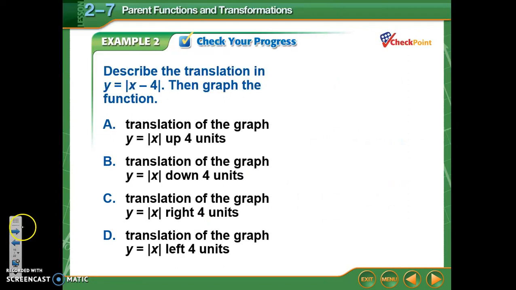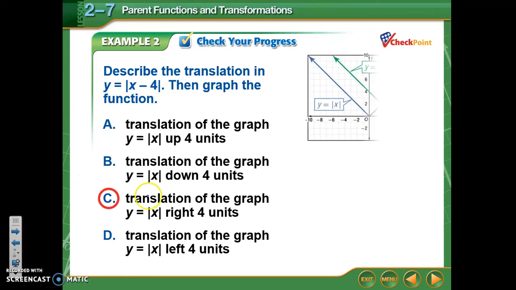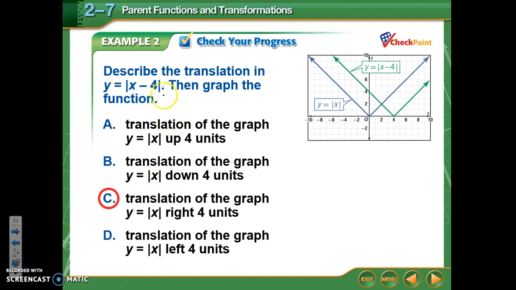Okay, try this one. Okay, this one is a translation, meaning it moves left or right. Since there's a -4 inside the absolute value, it's going to move to the right 4 units. If you go back and look at that chart from the beginning, you'll see that. So again, here's my parent function in blue. That's the parent absolute value function. My vertex moves 4 units to the right. So now my new vertex is at 4, 0 instead of 0, 0.